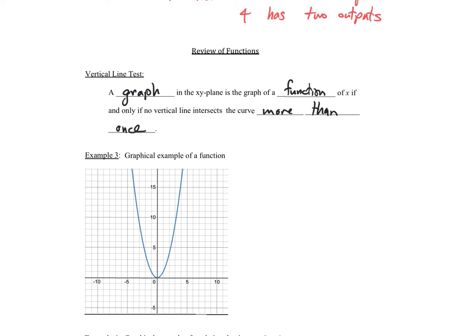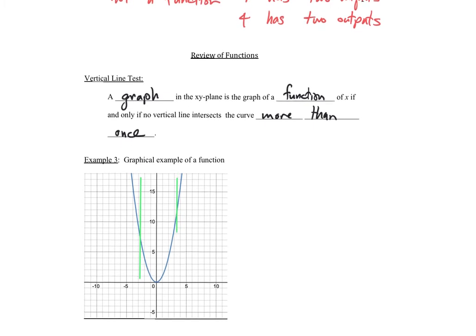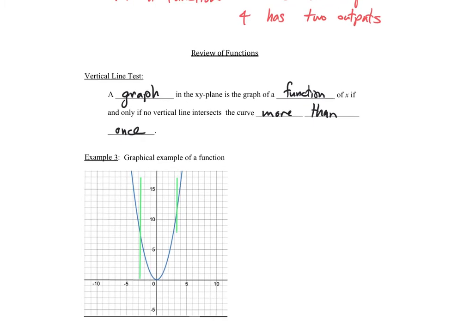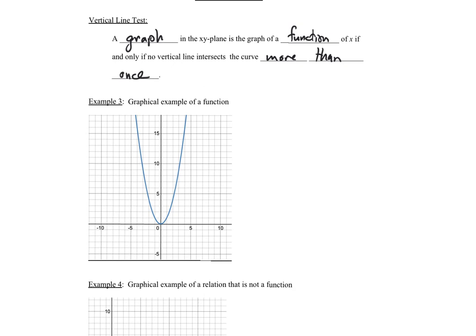If we look at example 3, we see that this vertical line intersects the graph only once. If I draw another vertical line, we can see no matter what vertical line I draw, all these vertical lines only intersect the graph at most once. And it's okay if it doesn't intersect the graph at all. Let's look at another example.